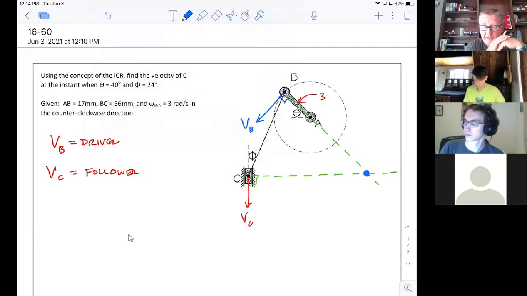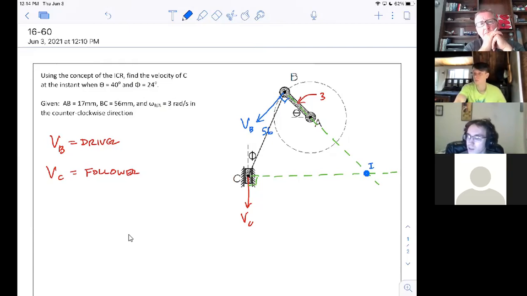And I'm given BC is 56 millimeters, so I know that length. But again, this is a non-right triangle. I need to know some angles in this. Can you use phi and theta to figure some of those angles out? Again, some of those are easy. Since phi, of course, is 24 and this angle down here is 90 degrees, that certainly leaves this angle here to be 66.